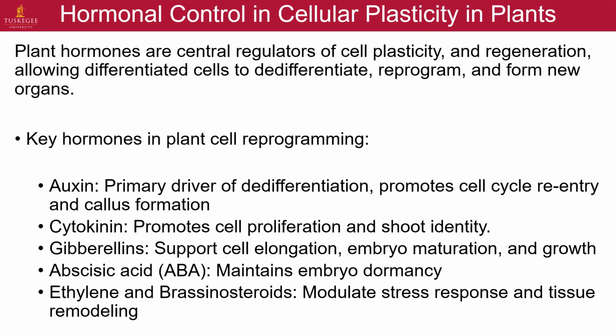We talked about the major key hormones that are important in cell reprogramming in plants. Auxin is the primary driver of differentiation, and it also promotes cell cycle re-entry and callus formation. Cytokinin promotes cell proliferation and shoot identity. Gibberellins support cell elongation, embryo maturation, and growth. Abscisic acid maintains embryo dormancy, and ethylene and the brassinosteroids mainly modulate stress response and tissue remodeling.